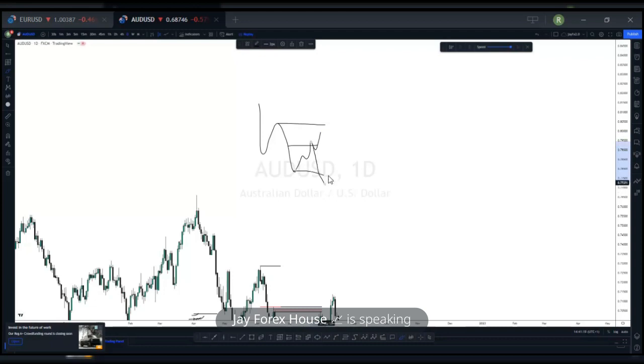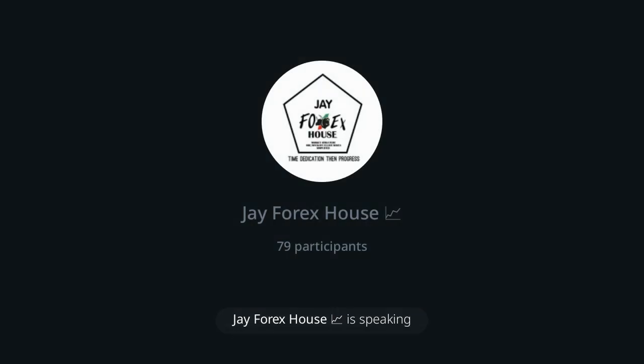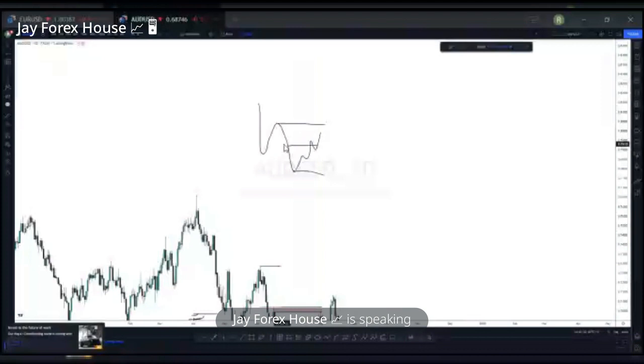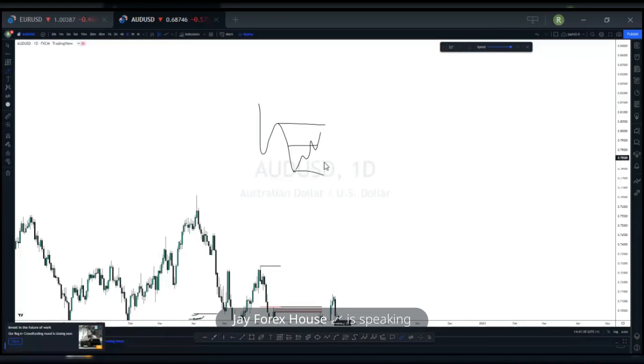So if that is happening, that's basically because that POI isn't what price wants to react to. Maybe price is still looking for a more premium POI to react to. But then how do you know if that is going to hold or not? So what you do is watch the structure.